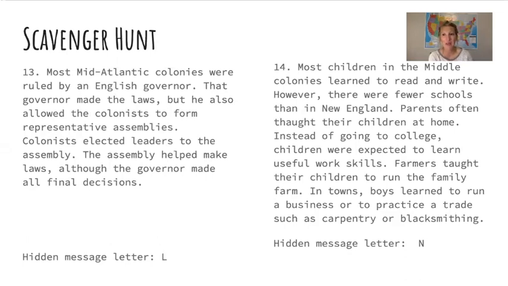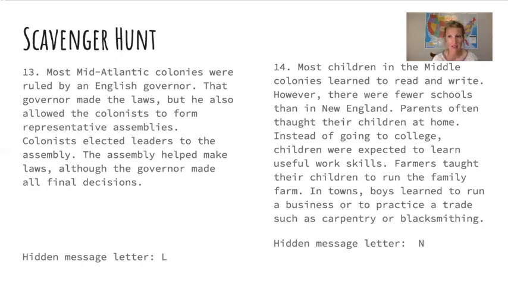Last two. Are you getting close to your hidden message? All right. 13, most mid-Atlantic colonies were ruled by an English governor. That governor made the laws, but he also allowed the colonists to form representative assemblies. Colonists elected leaders to the assembly. The assembly helped make laws, although the governor made all final decisions. It's the first form of government, and they're forming laws and rulers to make sure that everybody stays in line and does what they're supposed to do. Hidden message letter L.